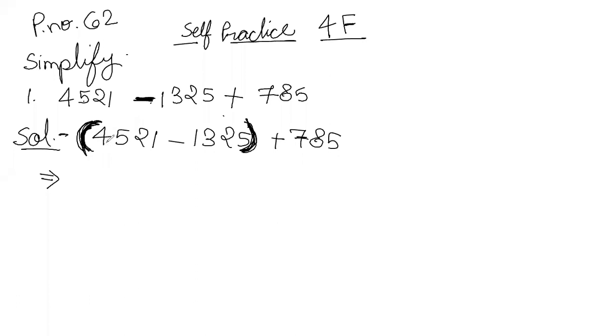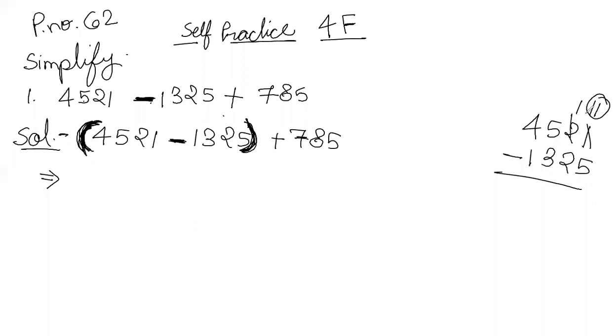Now look here. Inside the bracket, two numbers are there and which operation is there? Subtraction operation is there. So in rough work, arrange both the numbers column wise: 4521 and the second number is 1325. Arrange both the numbers column wise and subtract. 1 minus 5, we cannot subtract 5 from 1. So take a borrow. It will become 11. 11 minus 5 is 6.